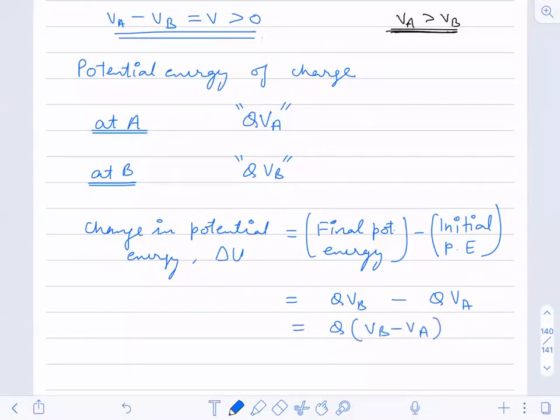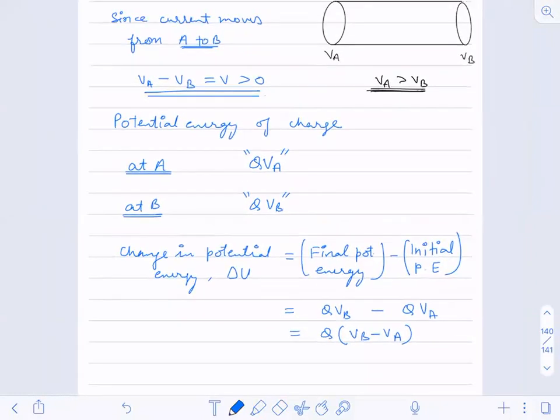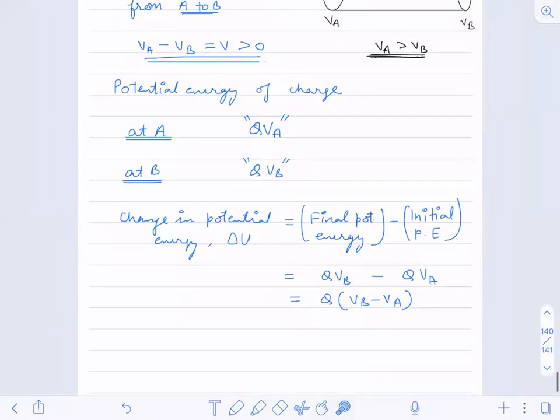Now, just now we saw here, if you can see, VA minus VB is greater than 0. So VB minus VA will be smaller than 0. So whatever value you get, I will write it as Q into delta V. This will not be positive, you will get a negative sign.